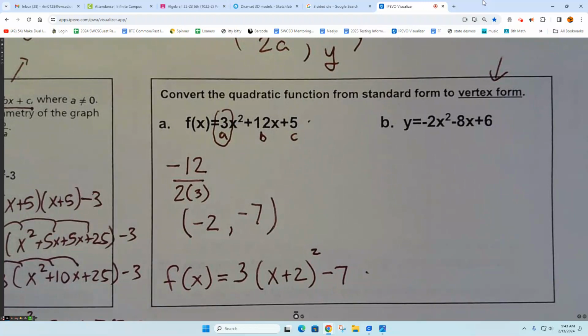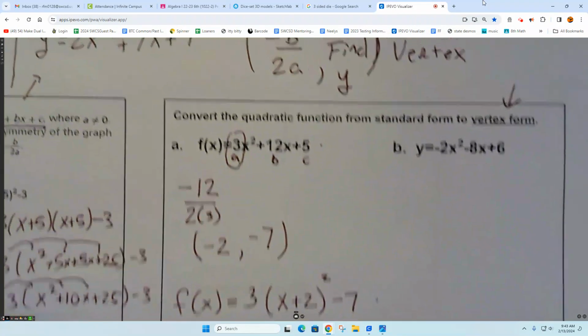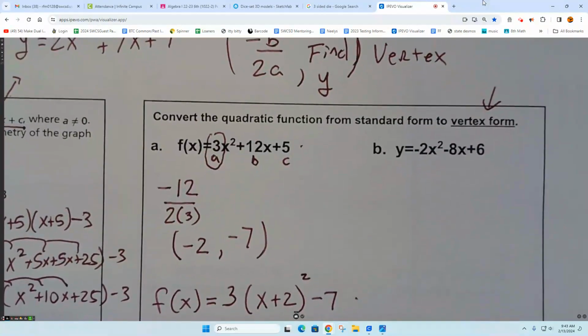Let's try this again. Do you think we could race on this one? Yeah. Okay, let's try it. And if you get stuck, you can peek up here.